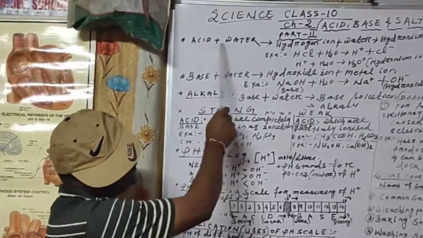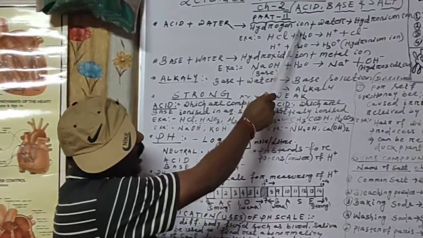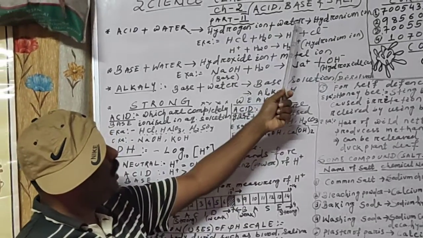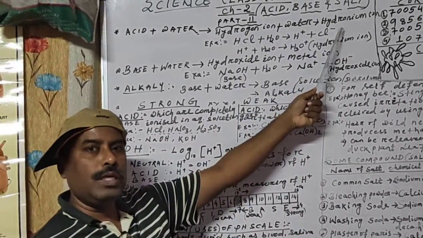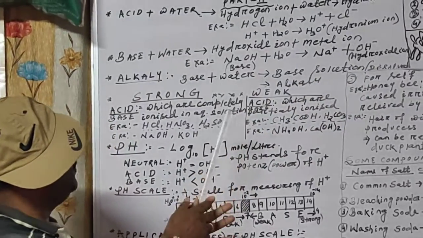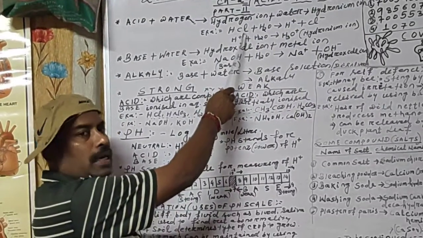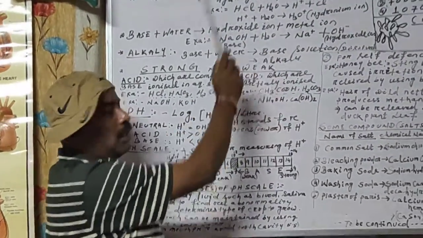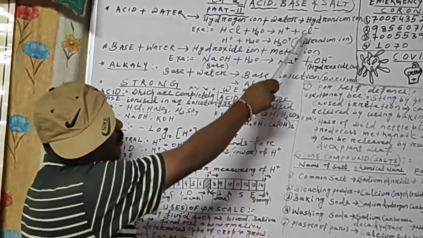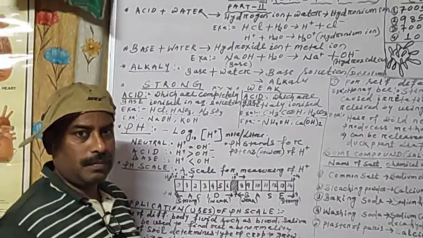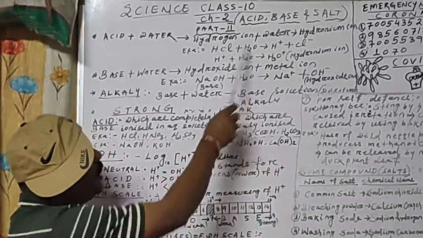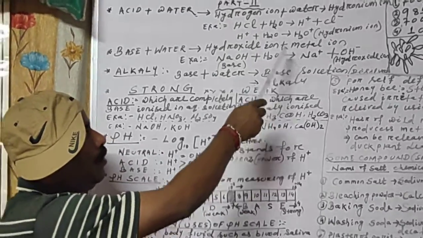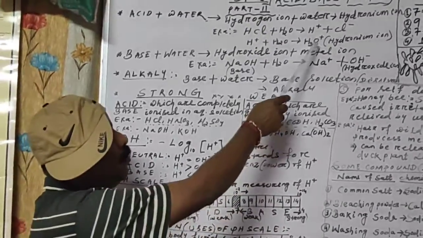When acid reacts with water, hydrogen ion and water is formed. Then this hydrogen ion reacts with water to form the hydronium ion. See the reaction. When acid like HCl reacts with water H2O, then H plus, meaning hydrogen ion, and Cl minus, chlorine ion, are formed. Further, hydrogen ion reacts with the water to form the compound ion known as the hydronium ion, H3O plus.